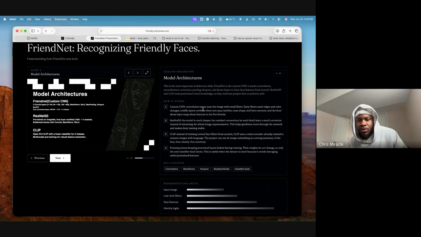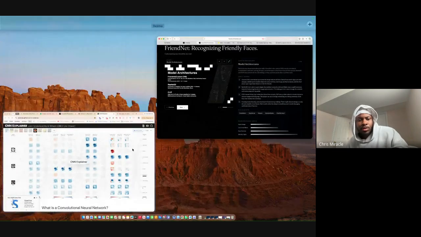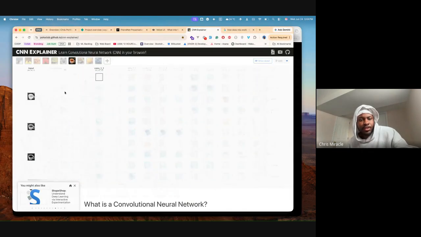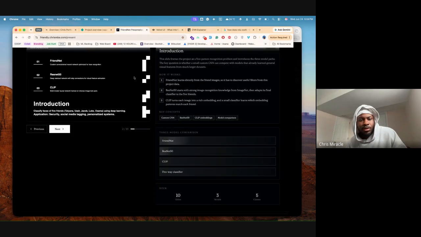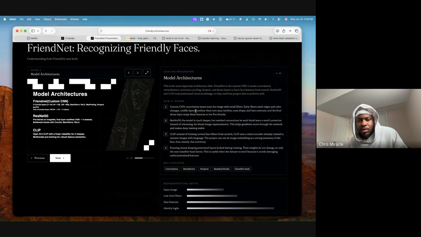Custom CNN evolution can scan an image with small filters, like I showed you on this plot, the filters that we are scanning right here. Each filter catches edges and color changes, and the middle layers combine them into an eye, hairline, and so on. So it just extracts features that we can't see with our eyes.